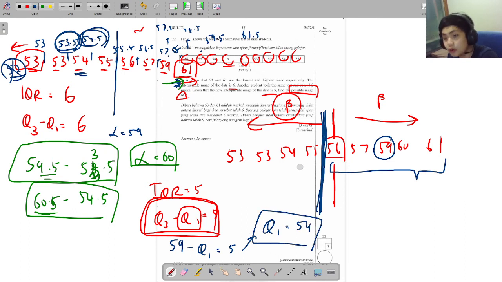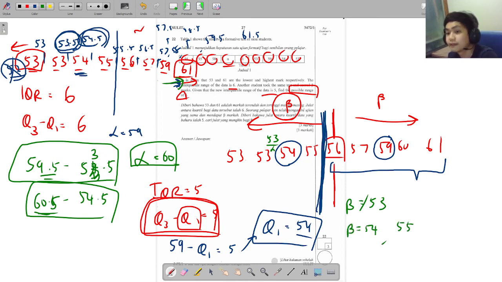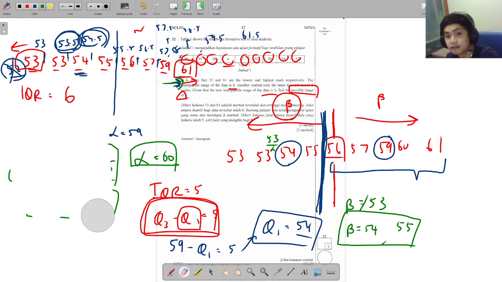So Q1 must be 54 if we put beta to the left. So what values of beta can give me a Q1 of 54? Beta can't be 53, because if I put beta here, my Q1 will be 53. But beta can be 54. Beta can also be 55. So we found the two values of beta that can work if beta is on the left side. So we're going to repeat this process for the right side.